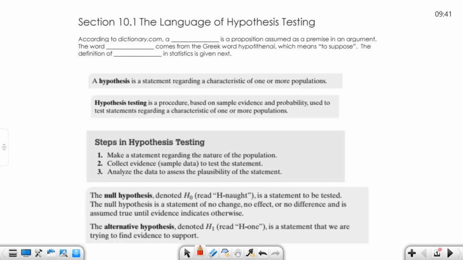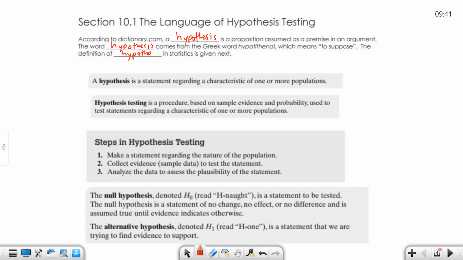Section 10.1 for statistics, the language of hypothesis testing. According to dictionary.com, a hypothesis is a proposition assumed as a premise in an argument. The word hypothesis comes from the Greek word, I'm not even going to try to say that, hypothesenai or something. So, hypothesis. All right, y'all can make fun of me. Which means to suppose. The definition of hypothesis in statistics is given next.